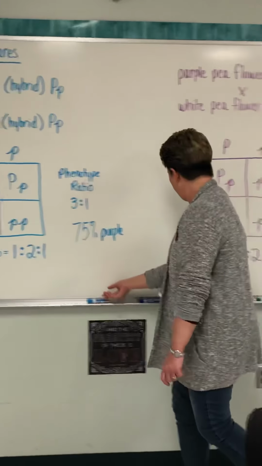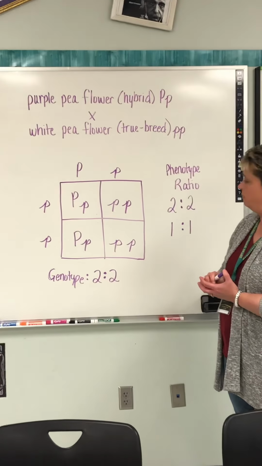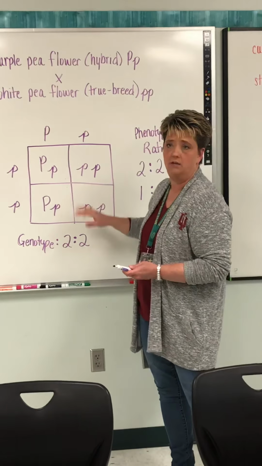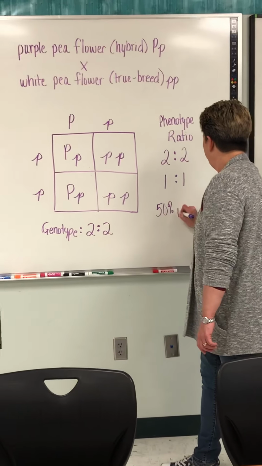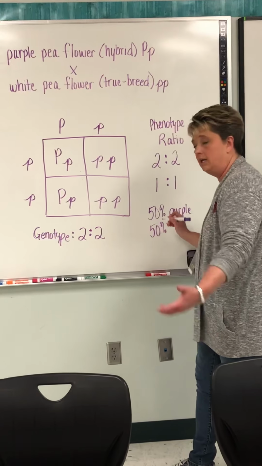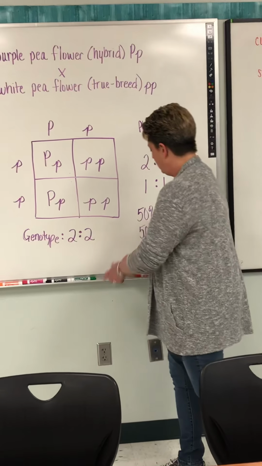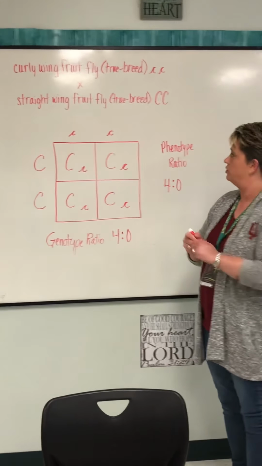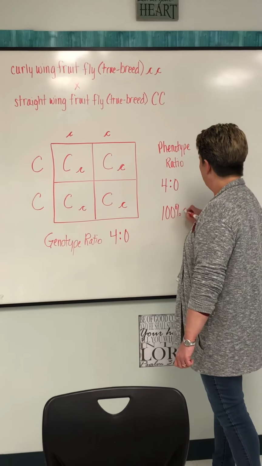If we look and did the same thing for the other one, the other purple pea and white pea flower plants, we have this 1-to-1 ratio. In this case, it would be 50-50. So 50% purple and 50% white, because it always has to, again, equal to 100. And then finally we get to our fruit flies, and we have 4 of them all showing the straight wing fruit fly trait, and so we'd have 100% straight wings.